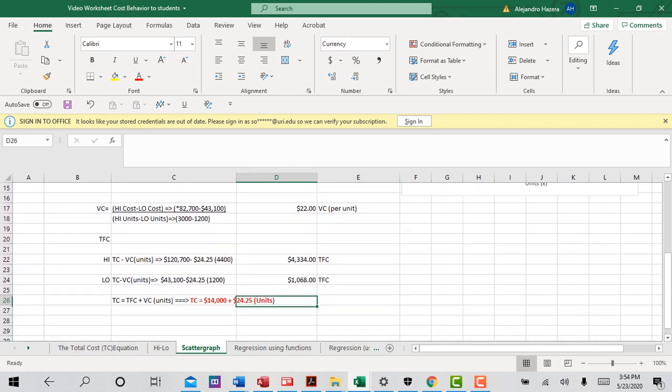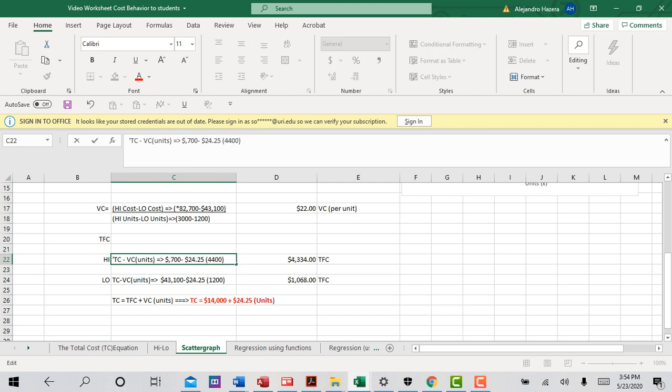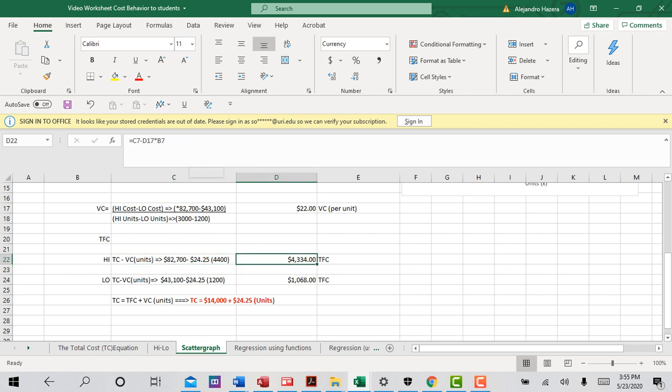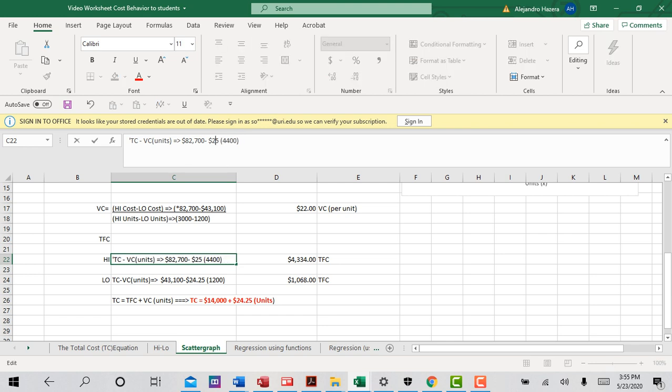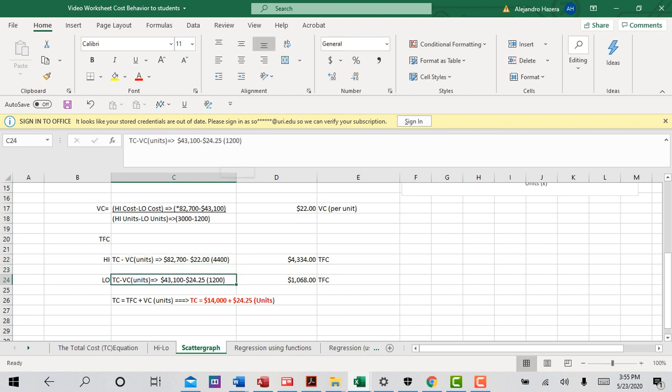Okay, and now we're going to compute the total fixed costs. So the total fixed costs are now going to be 82,700 rather than the 127, and the low point stays the same. So this equation is going to be basically the same, and let's make sure to change our variable cost per unit. It's going to be $22 per unit. Okay, we'll go down here.